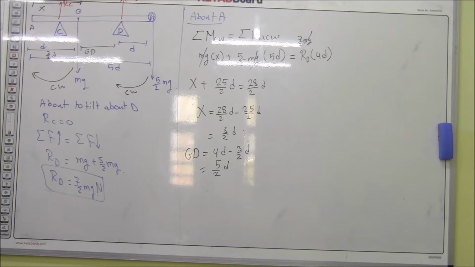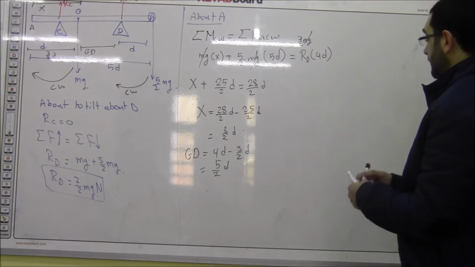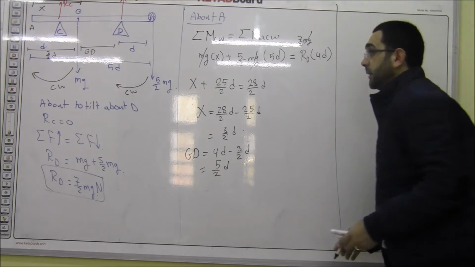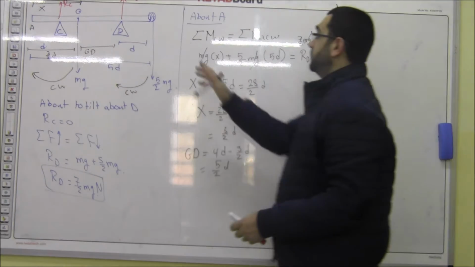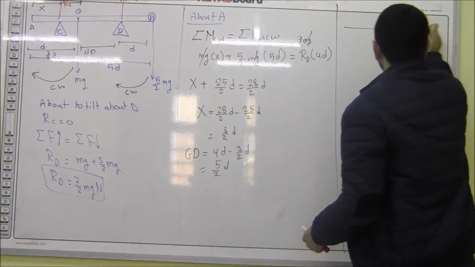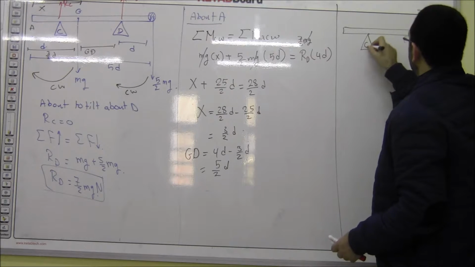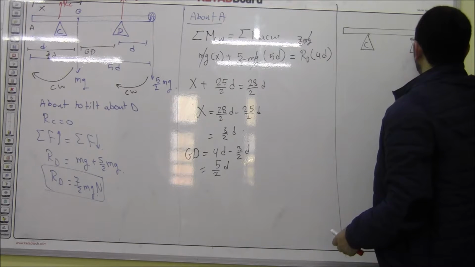Okay, what do we want to find now? The particle is moved from B to the midpoint of the rod and the rod remains in equilibrium. Find the magnitude of the normal reactions. Now it's no longer about to tilt, right? Now it's not about to tilt. The particle is moved to the midpoint here. Find the reactions.